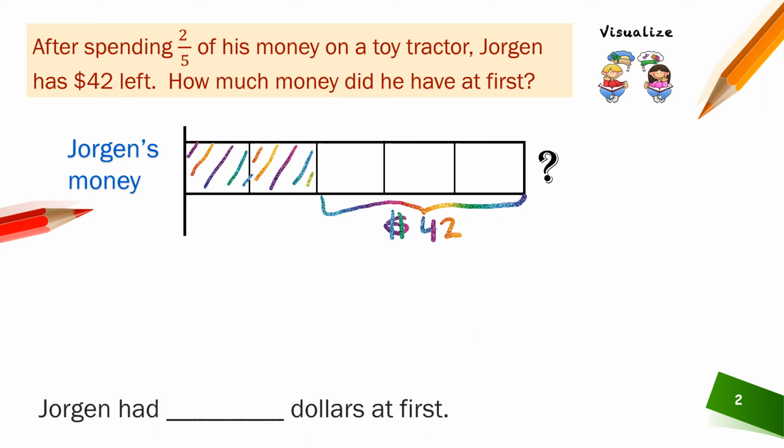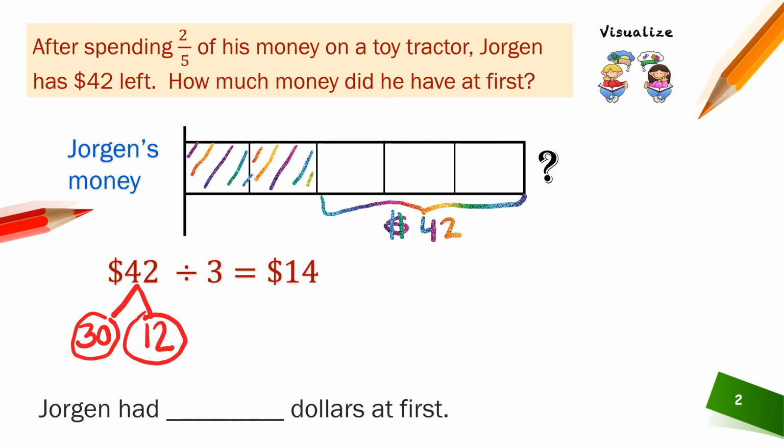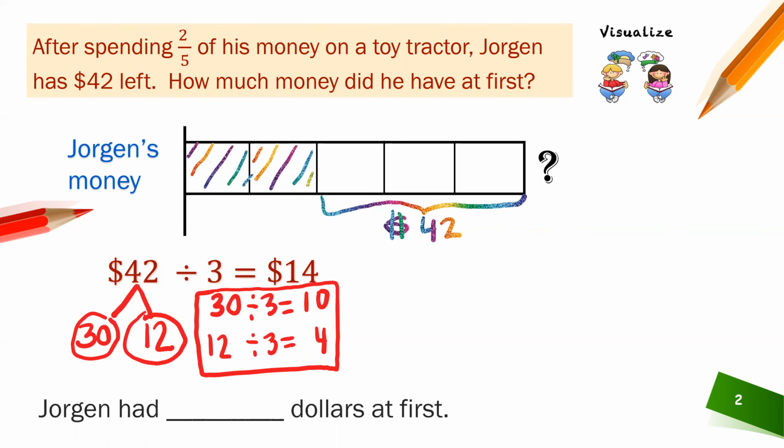Now, once you visually see that right there, you would see that $42 is the 3 empty units. So each one of those units is 42 divided by 3, which is 14, right? Let's see how we get 14 real fast. 42 is the same as 30 and 12. 30 divided by 3 is 10, 12 divided by 3 is 4, so it's 14. Each one of these pieces is 14, right? So altogether, that question mark, the whole entire bar, consists of 5 equal pieces. So Jorgen had 14 times 5, which is 70.